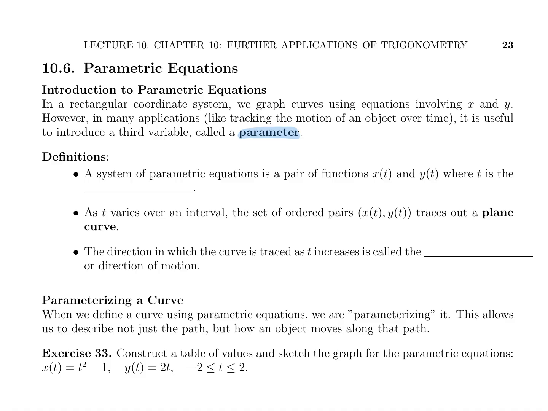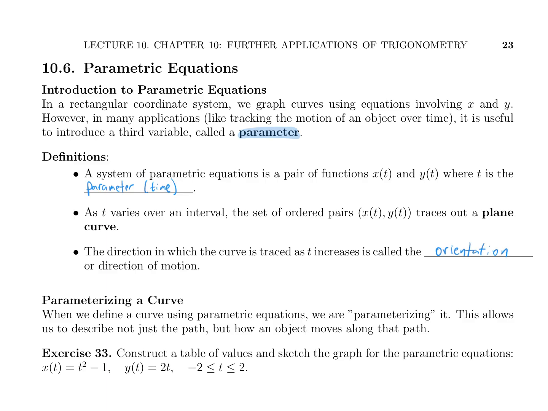All right, so a system of parametric equations is a pair of functions, x of t and y of t, where t is a parameter. Most of the time it would be time. Parameter, and I'll just call it time, because in most applications that's what it is. As t varies over an interval, the set of ordered pairs x of t and y of t are going to trace out a plane curve. All right, the direction in which the curve is traced as t increases is called the orientation of the curve.